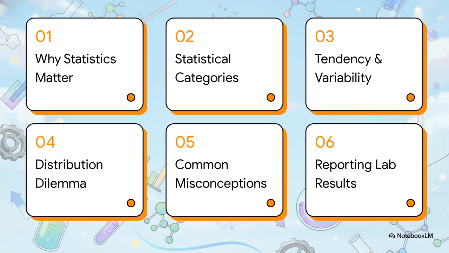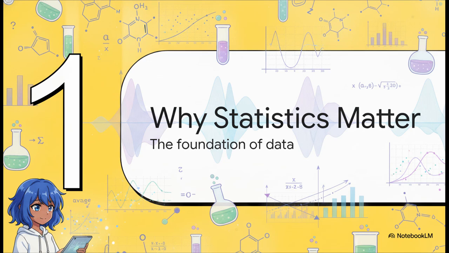So here is our roadmap for today. We'll start with why statistical analysis matters, break down the 3 statistical categories, dive into central tendency and variability, tackle the distribution dilemma, clear up some common statistical misconceptions, and wrap up with exactly how to report your lab results correctly. All right, let's jump right into Section 1, Why Statistical Analysis Matters, the Foundation of Experimental Data.